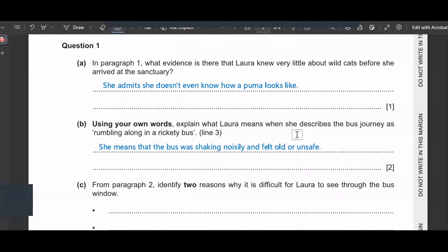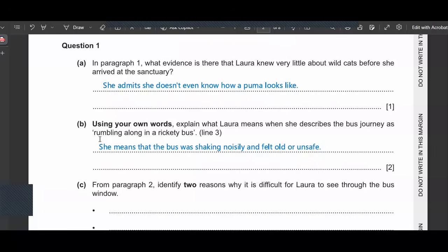Okay, so this was technically a two-marker question, and there were two details which were supposed to be converted into your own wording. One was about the rumbling, and the other one was about the rickety. Although both of these adjectives have been used together to describe how old the bus was, in our own words, we were supposed to talk about both. For example, if you have just answered that she means that the bus was shaking noisily, or if you have just simply written that the bus was very old, your answer is not a good answer to score 2 out of 2.